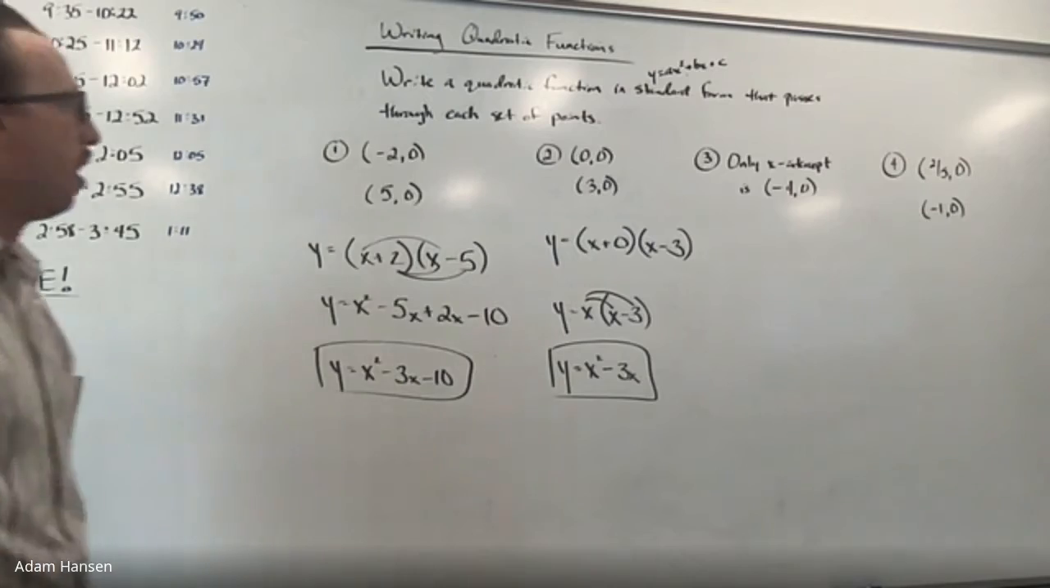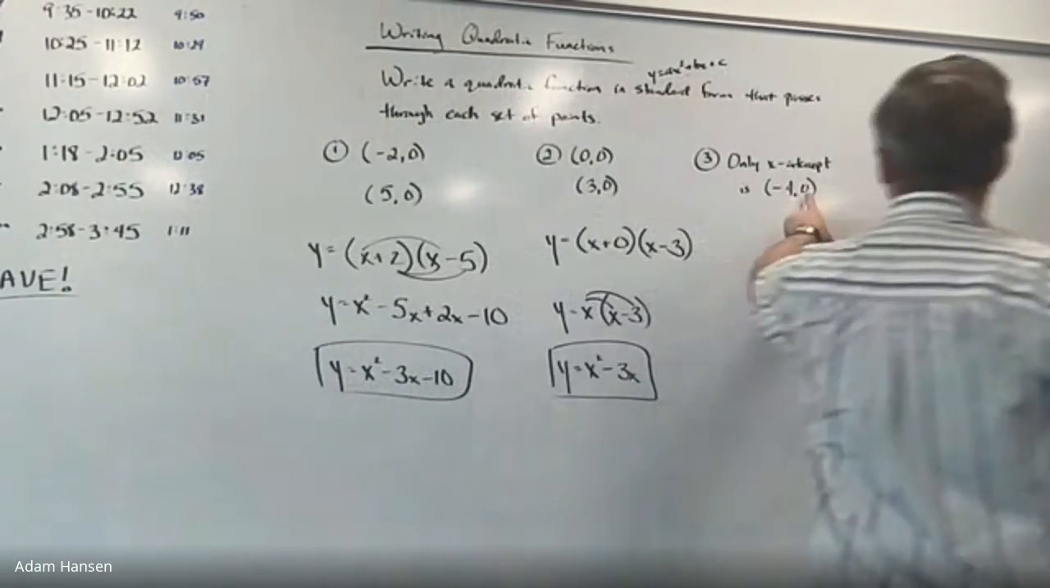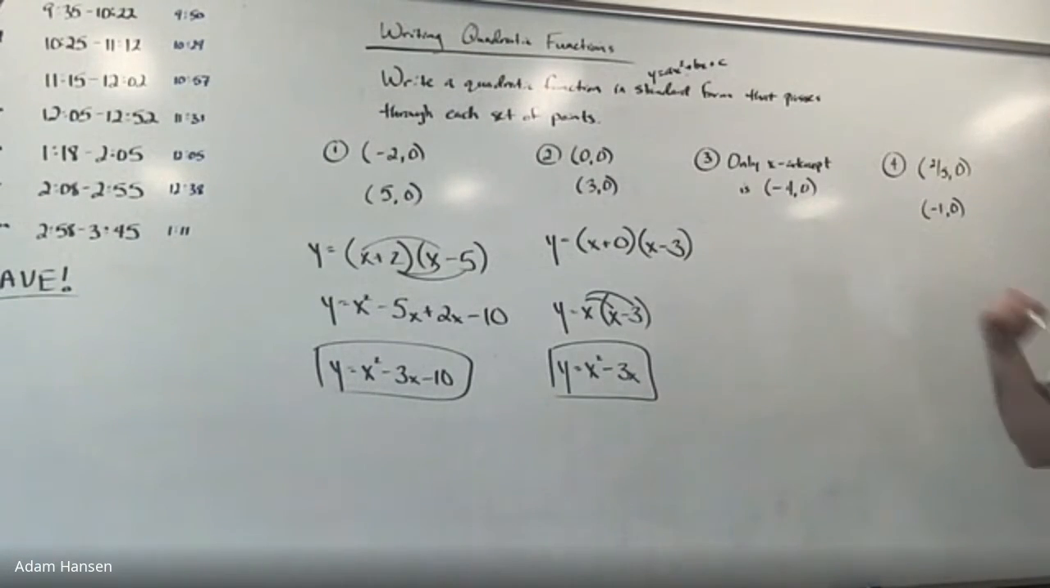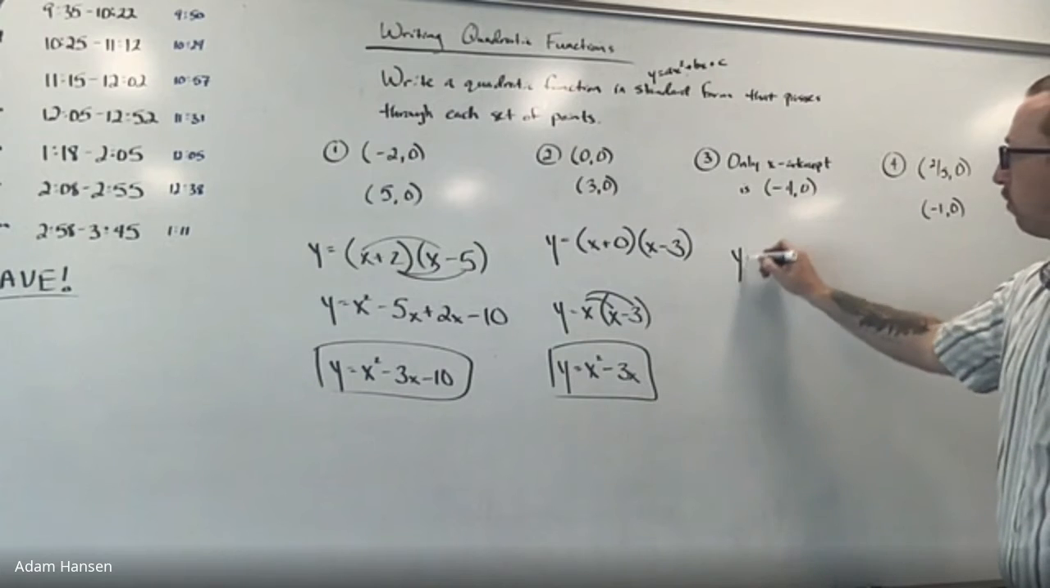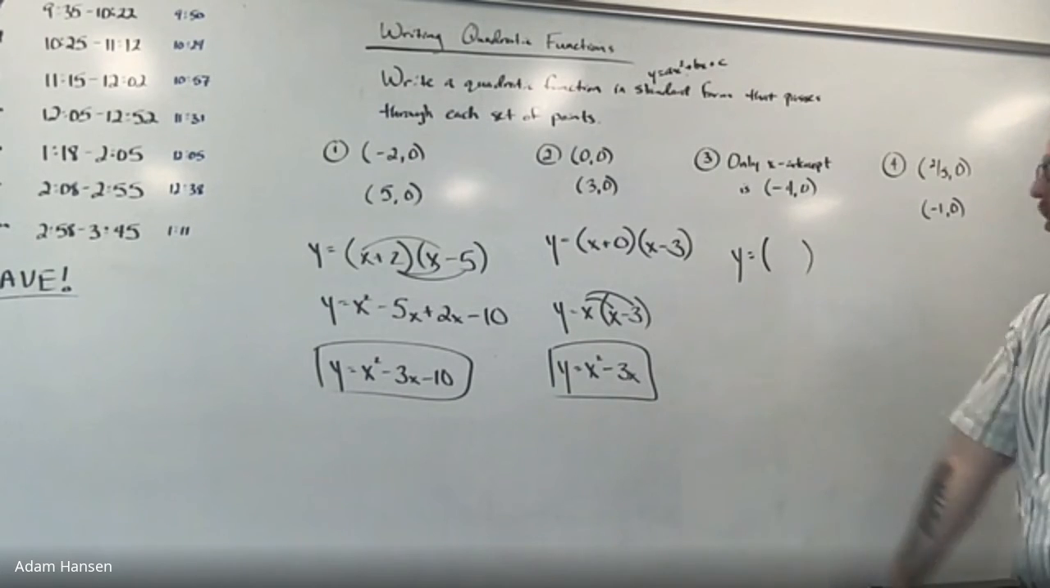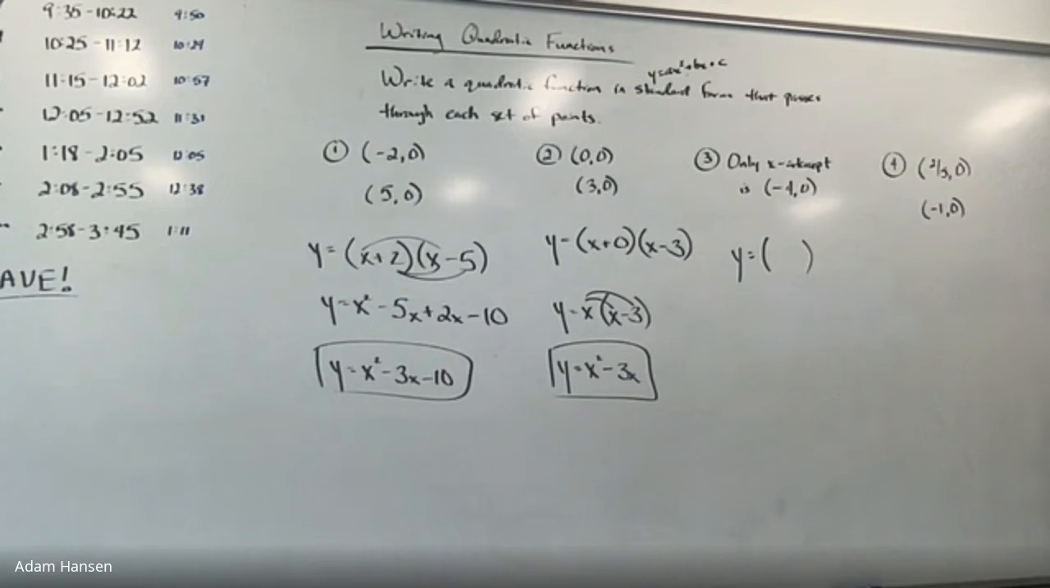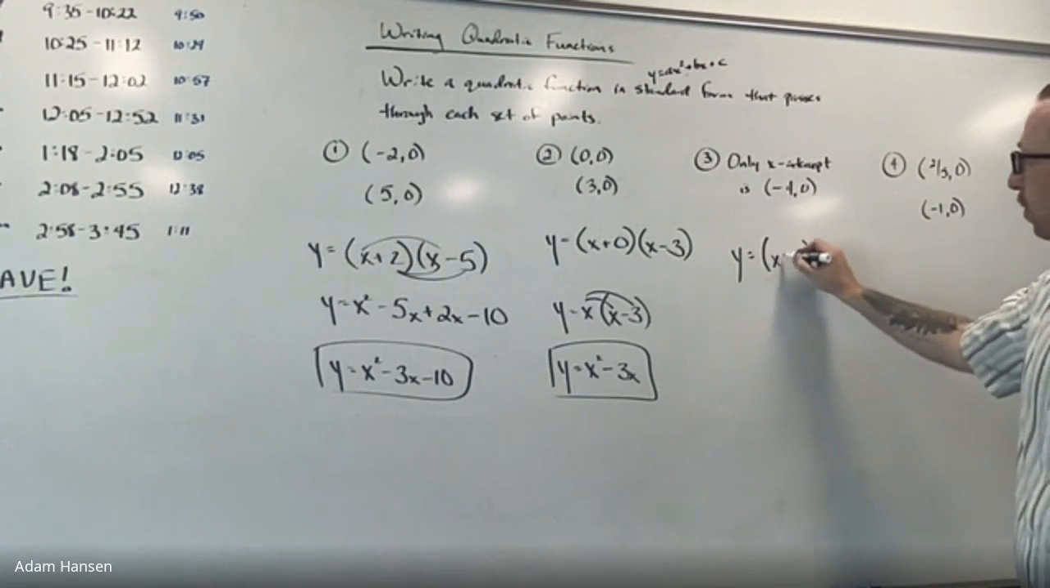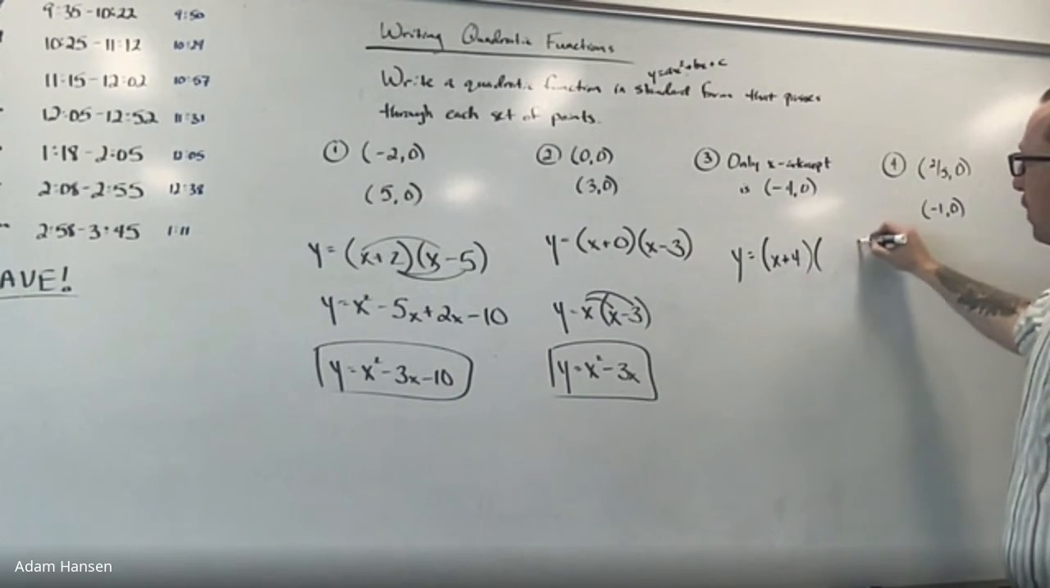Let's do another one. Only x-intercept is at (-4, 0). What's got to go inside our first factor? X plus 4. X plus 4. How about the next factor?